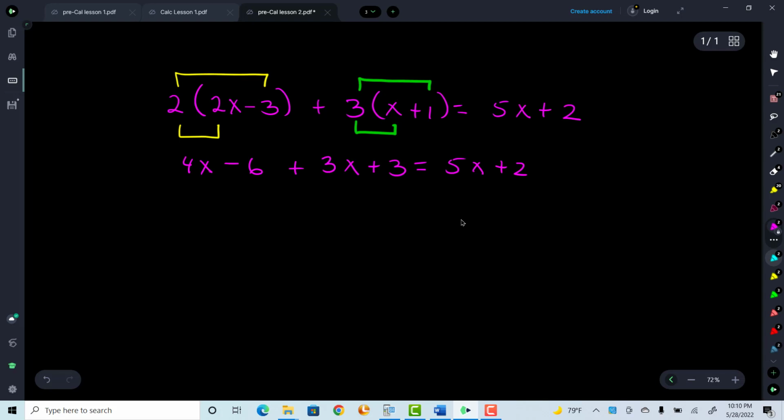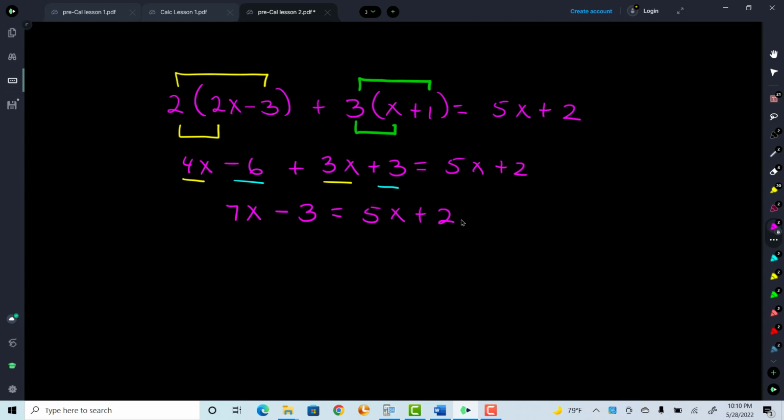Okay, we're going to combine our like terms. So I've got 4x and 3x on the left side here, so we've got 7x, and then we have negative 6 and positive 3. Negative 6 plus 3 gives me negative 3. So we combine like terms on each side. Now we're going to move all the x's to one side and all the numbers to the other side. So I'm going to subtract 5x from both sides.